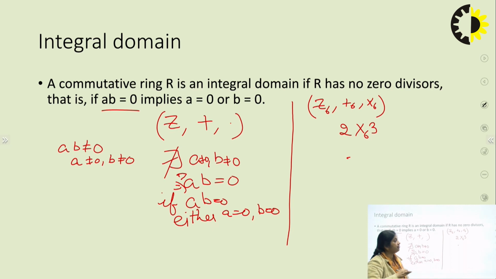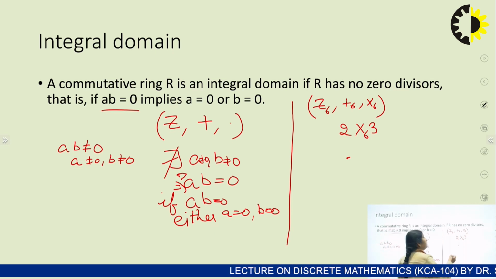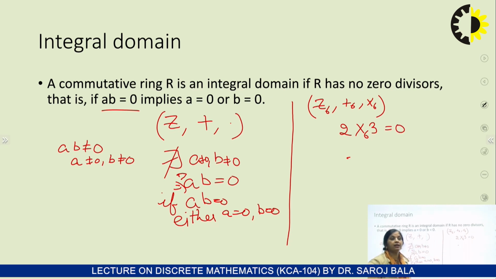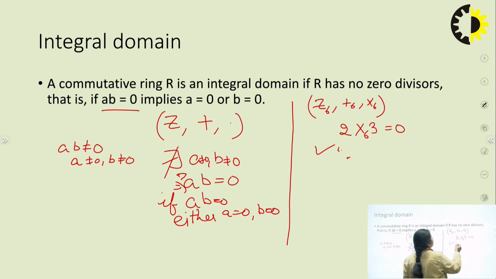But what is the multiplicative operation here? That is modulo 6 multiplication. When we apply modulo 6 multiplication on 2 and 3, we get the answer 0. So we are getting the multiplicative answer 0 while both the operands, 2 and 3, are non-zero. So this is a ring with 0 divisors.